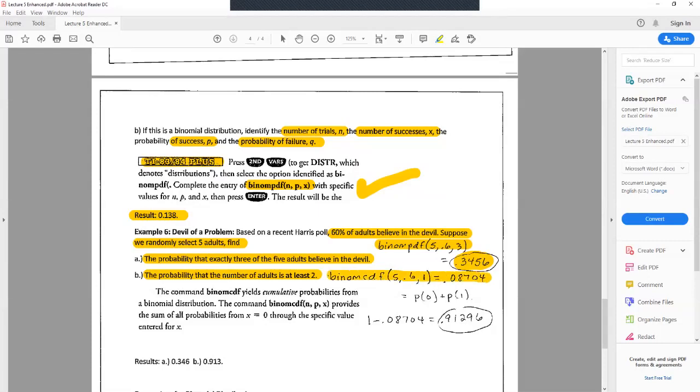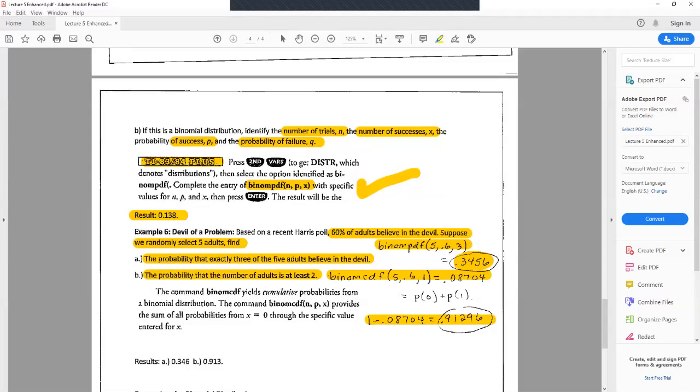CDF is going to give me the probability that 0 or 1 would answer yes. And the probability that 0 or 1 would answer yes is 0.08704. So the probability that at least 2 would answer yes would be 1 minus 0.08704, which is 0.91296. Think about it this way.